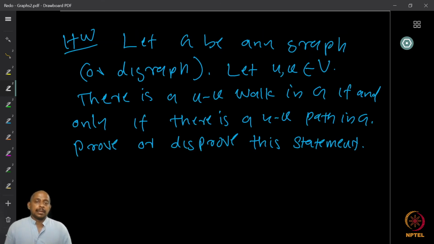Now, as a homework question, you can think about the following: G is any graph or a digraph, and if you have a pair of vertices U and V, then there is a UV walk in G if and only if there is a UV path in G, right? So for graphs and digraphs, one can show this, right? A UV walk exists if and only if there is a UV path. So you can try to prove or disprove this if it is not true for either graphs or digraphs. And this will be a nice homework.